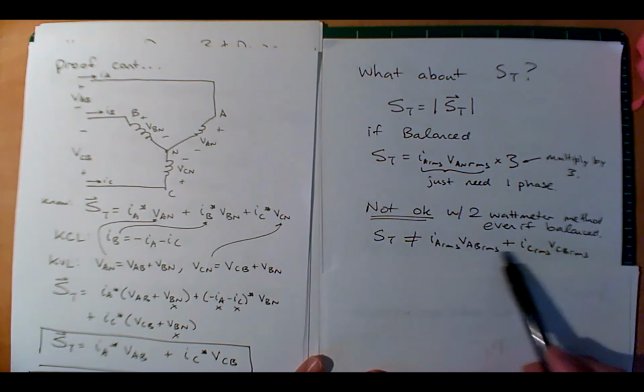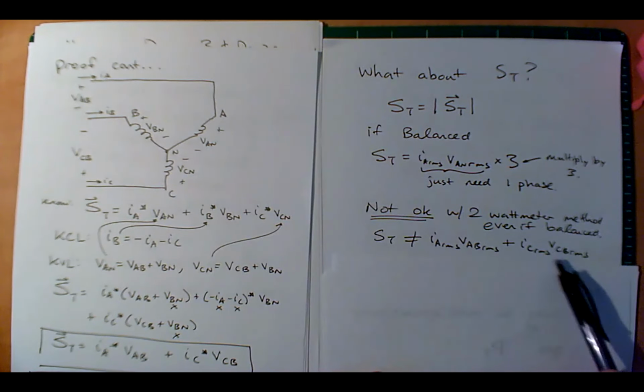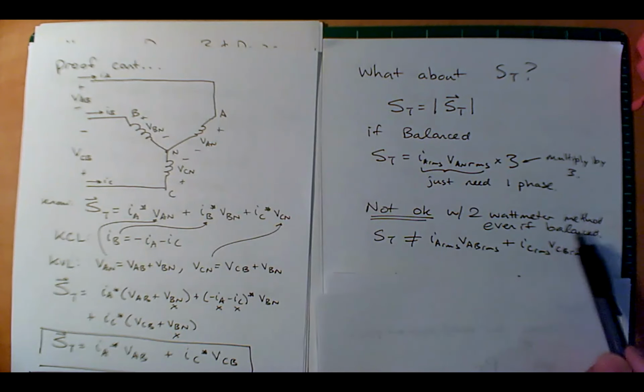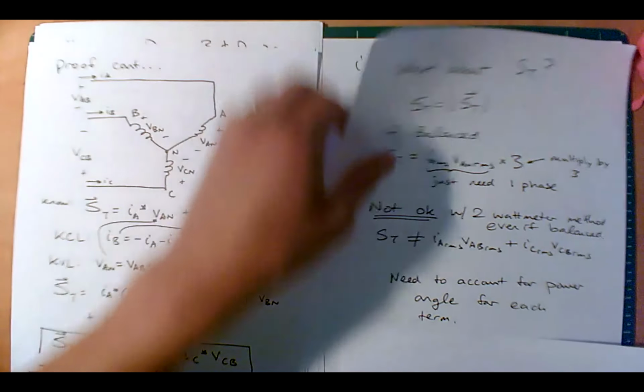But we can't just do that for, I mean, you already saw it, right? You're getting 60 and 60. That doesn't work out. You're not getting the same answer as this one, even if it is balanced. We need to account for the power angle. So let's just kind of work out examples.